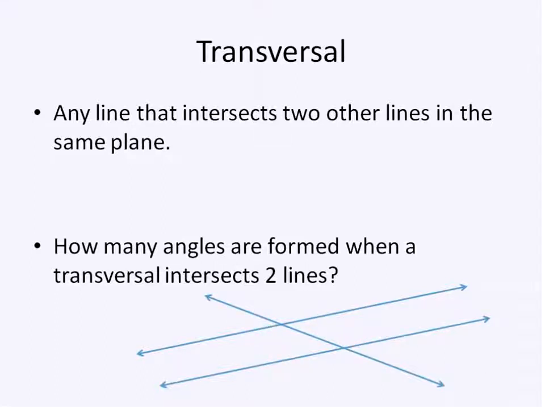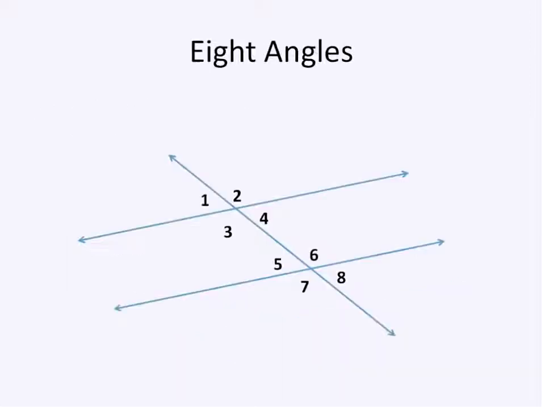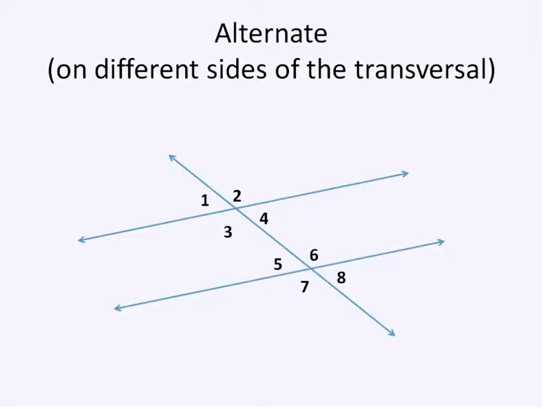So how many angles are there when we look at the transversal and where it crossed these two parallel lines? When a transversal crosses two lines, you get 1, 2, 3, 4 angles there, and then 1, 2, 3, 4 more angles here. So you'll get 8 different angles. We're going to talk about the relationships between these 8 different angles, because there are some really neat things that happen with parallel lines and transversals. So let's go ahead and just get right into it.